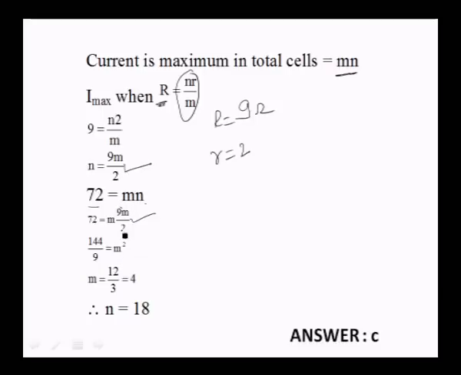We get, because of cross multiplication, 72 into 2 is 144, this 9 is shifted over here, 144 divided by 9 is equal to m square. Therefore, m is equal to 12 divided by 3, that is equal to 4. Therefore, m is 4 and n is equal to 18. It means that n cells are connected in series in m rows. Hence, the correct answer is C.